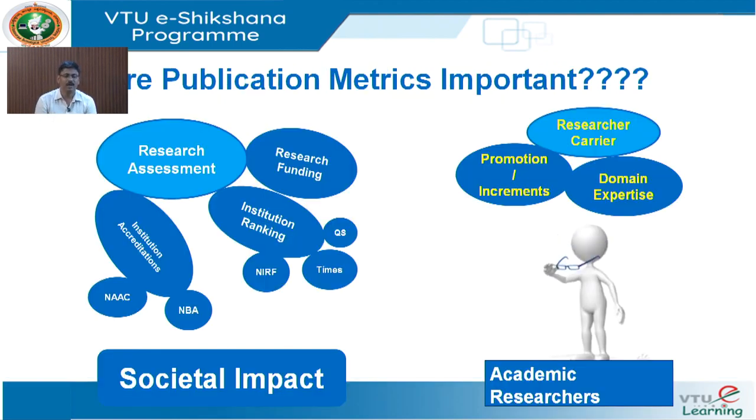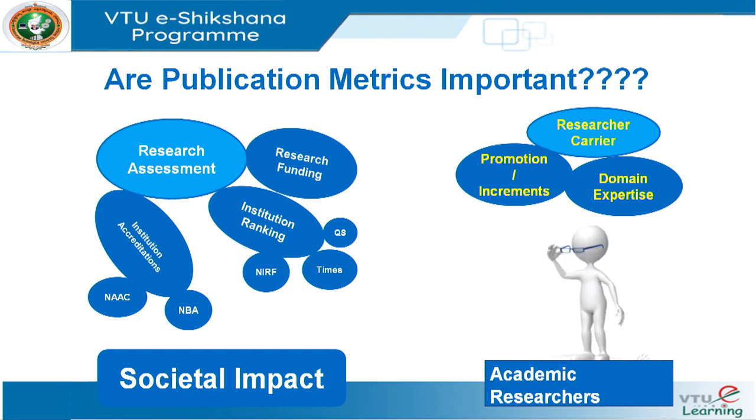Okay. So are publication metrics important? Definitely yes. In the present scenario, from a research assessment point of view, the funding agencies are seriously looking at the last 10 years or 20 years of publications of an individual or an institution. When it comes to institutional ranking frameworks, like international ranking frameworks such as QS ranking, Times ranking, our own NIRF ranking has a significant amount of weightage for these publications and related metrics. And the institution accrediting bodies like NAAC, NBA also have a significant weightage for these publication metrics.